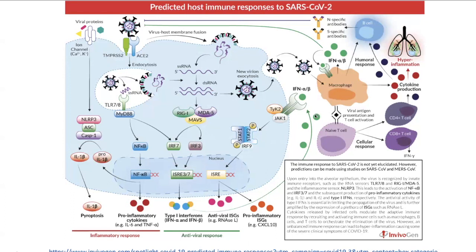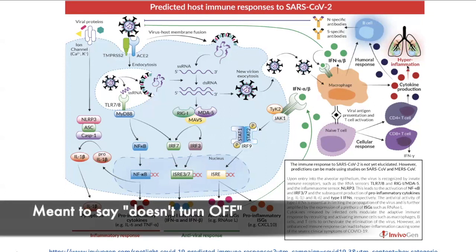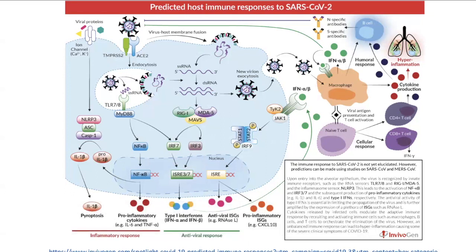What happens in infection, and in the bad outcomes that come with the current COVID-19 epidemic, is that this inflammatory loop just keeps going and going, and it doesn't turn off, and you get what's called hyperinflammation. And this is actually what probably kills people. It isn't the virus itself. It's the body's overreaction to the virus, right?